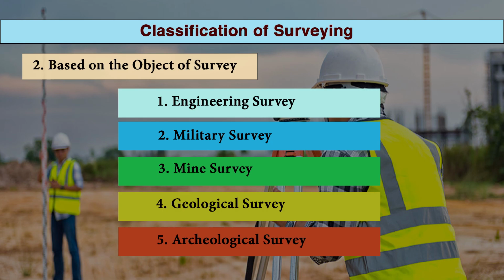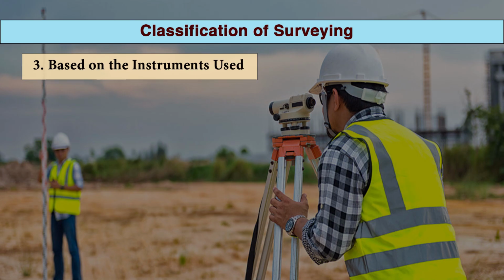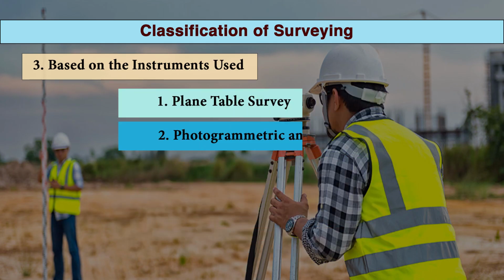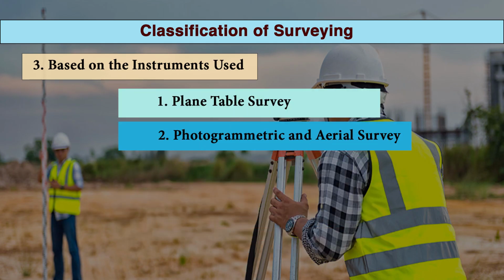Archaeological survey, which is performed for uncovering relics of antiquity. Now the third head of classification is classification based on instrument used. So, surveying method can be classified based on instruments or method employed as chain surveying, theodolite surveying, traverse survey, triangulation survey, tachyometric survey, plane table survey, photogrammetric survey, aerial survey.